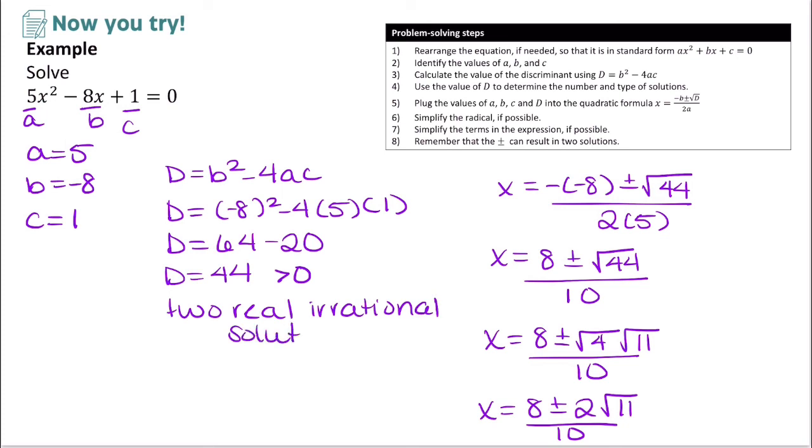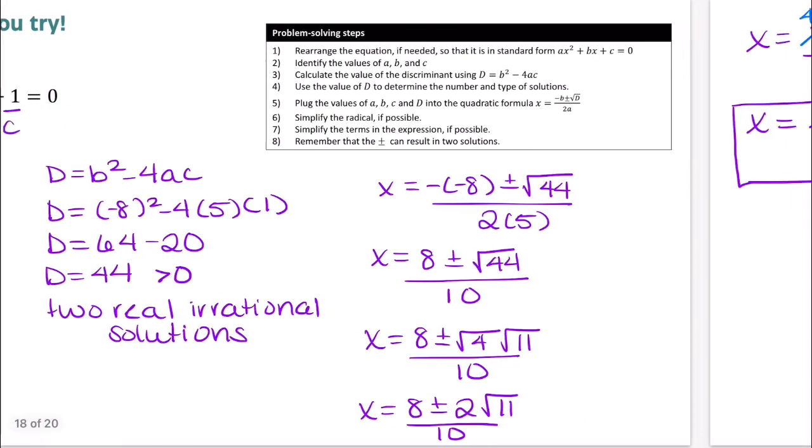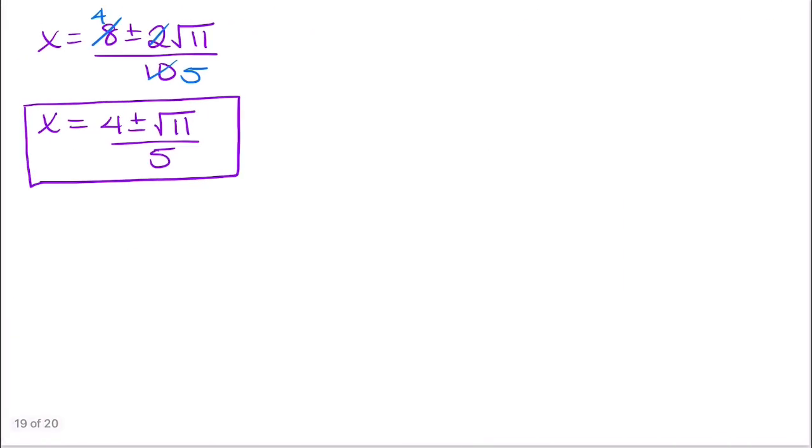So we're going to use that value of d now to calculate these solutions, and so we have x equals negative 8 plus or minus the square root of 44 over 2 times 5. The square root of 44 can be made better by factoring out a square root of 4. So we have 8 plus or minus 2 square root of 11 over 10. So now notice that all of these terms are divisible by 2, so we end up with 4 plus or minus the square root of 11 over 5.